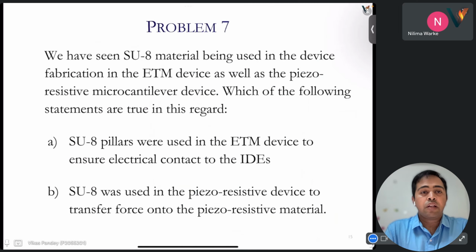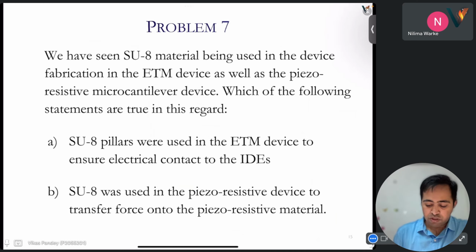So we have seen SU8 material being used in the device fabrication in the ETM device, as well as the piezoresistive microcantilever device. Which of the following statements are true in this? SU8 pillars were used in the ETM device to ensure electrical contacts to ID. SU8 was used in the piezoresistive device to transfer force onto the piezoresistive material. Which of the following is true?